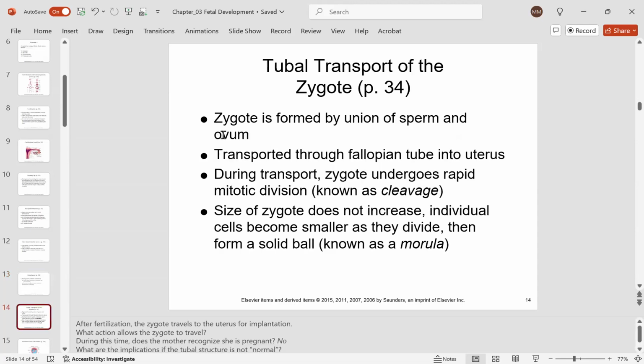Told you it's a zygote. Initially, when the sperm and the ovum meet, it goes through that mitosis, and it doesn't get any bigger. This is an interesting fact that I forgot to tell you. The zygote doesn't get bigger as it starts to divide and become more and more cells. The cells get smaller, right? And that's a morula.